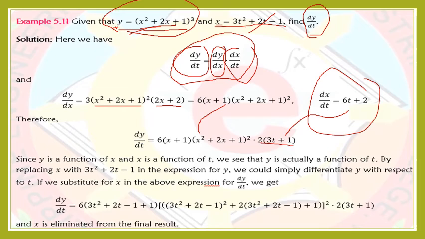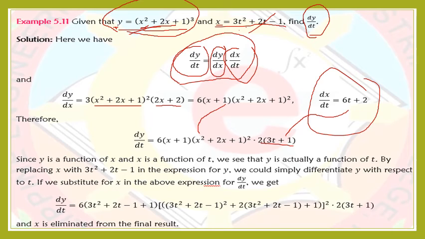Since y is a function of x and x is a function of t, tama diba? We see that y is actually a function of t, by replacing x with 3t squared plus 2t minus 1. Ibig sabihin nun, pwedeng si f dito class, i-replace lang natin siya by 3t squared plus 2t minus 1 because x is a function of t lang naman.